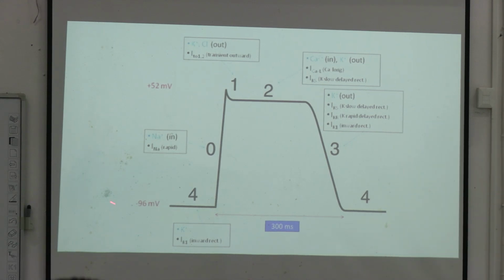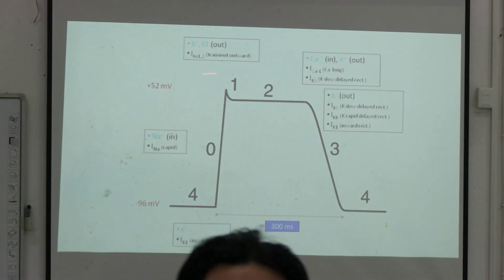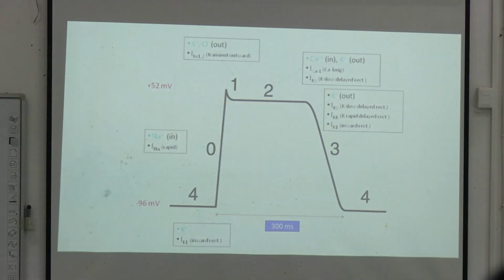And here the resting membrane potential of myocardium is minus 96 millivolt, and after firing, it goes up to plus 52 millivolt.